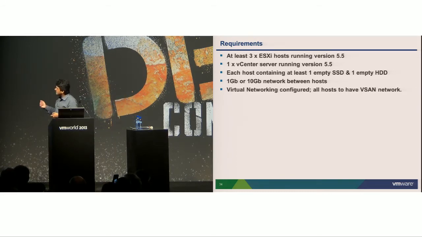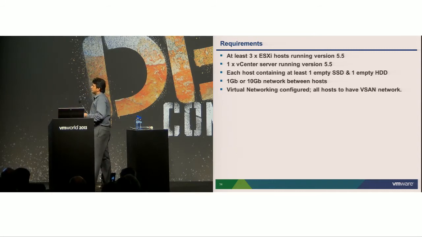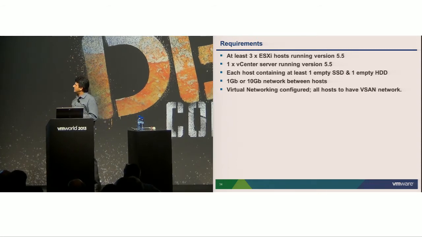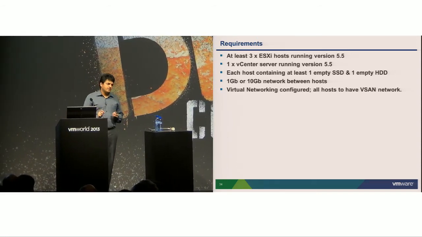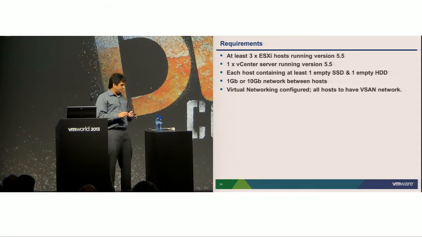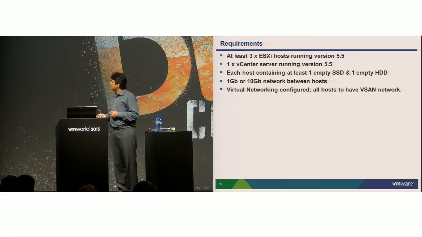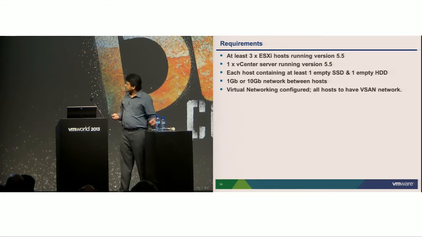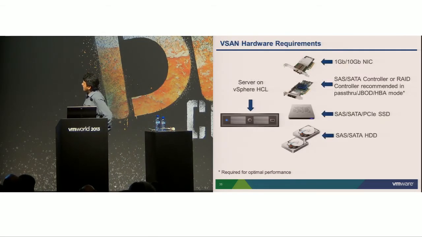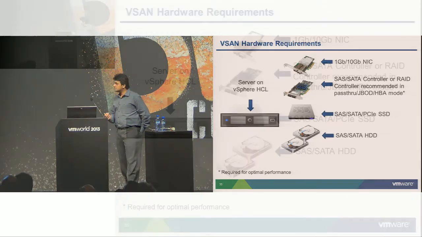We will assume that the virtual networking is configured before vSAN is turned on or configured, and all the hosts that are participating in vSAN need to be on the vSAN network. Okay. So as far as hardware requirements go, as I said, a GigE or 10 gig NIC is required on each host.